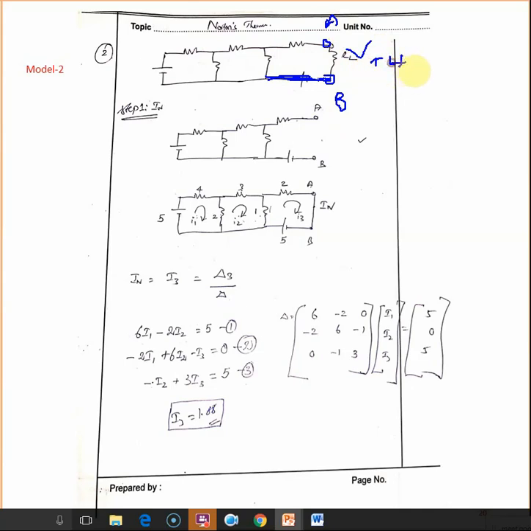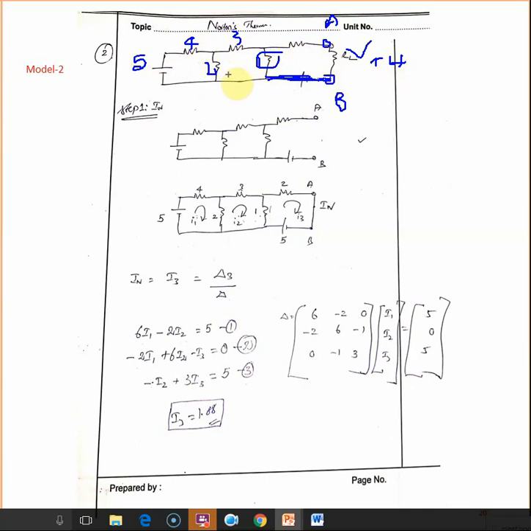How to find out the VTH? Across this resistance you are going to find the VTH. What is the resistance value? For example, 1 here, 3 is there, and 2, 4, and here what is the value? 5. So what about this resistance? No, useless, because open circuit, useless. See, no sources are there in your model 2, only I am teaching you. Model 3 I will teach you with the source. Okay, no sources are there.